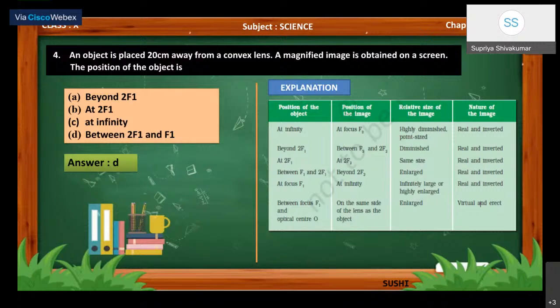It is enlarged. So out of the options which we have given here, it cannot be 2F1 because the same size baratte. It cannot be infinity because it gives highly diminished. So it cannot be any other option. So the answer is between 2F1 and F1. Hope you are clear with this.